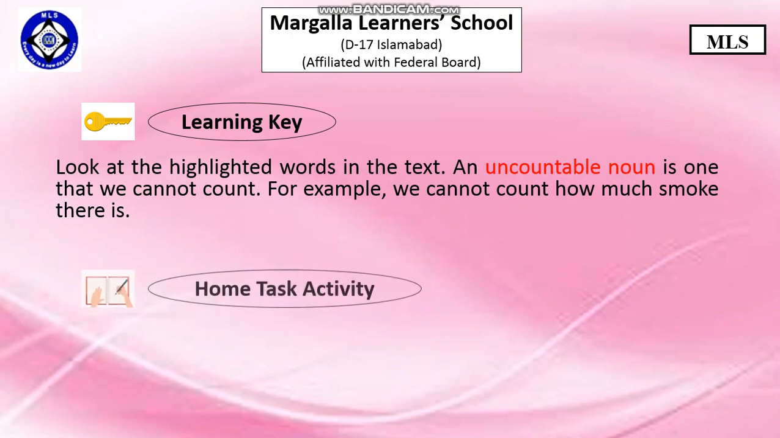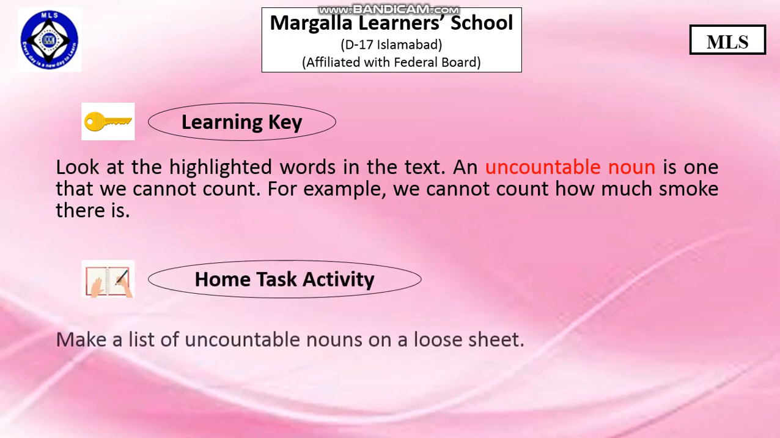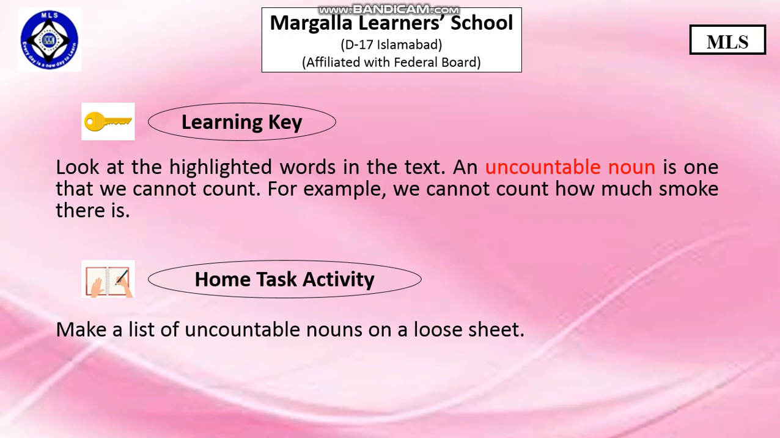Now, let's do an activity. Make a list of uncountable nouns on a loose sheet. For example, I wrote down the word water. Water is an uncountable noun because we cannot count it.